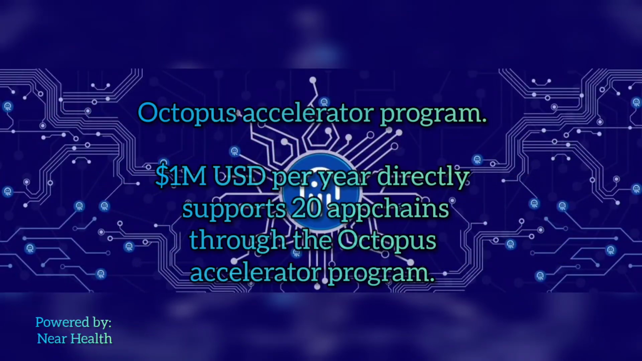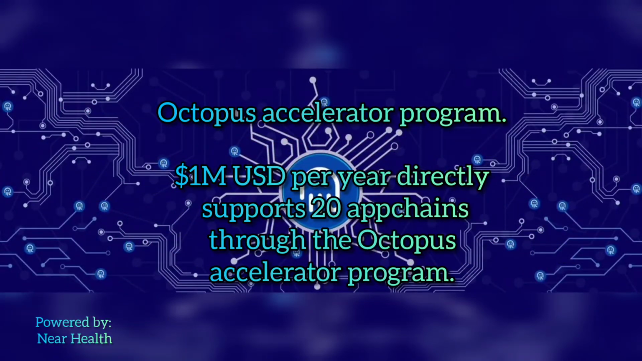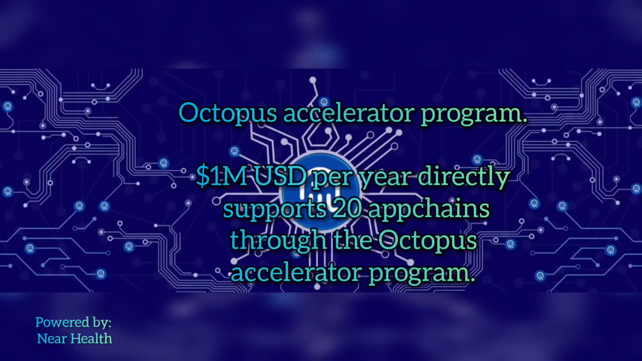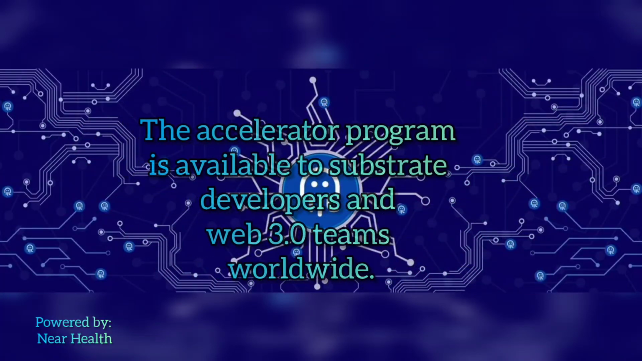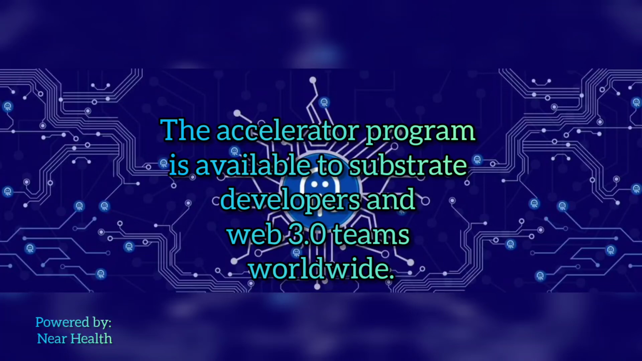The Octopus Accelerator Program. $1 million per year directly supports 20 app chains through the Octopus Accelerator Program. The Octopus Accelerator Program is a collection of open and composable courses and seminars offered quarterly on topics such as token economics, Web 3.0 product design, crypto project fundraising, etc. The Accelerator Program is available to Substrate developers and Web 3.0 teams worldwide.